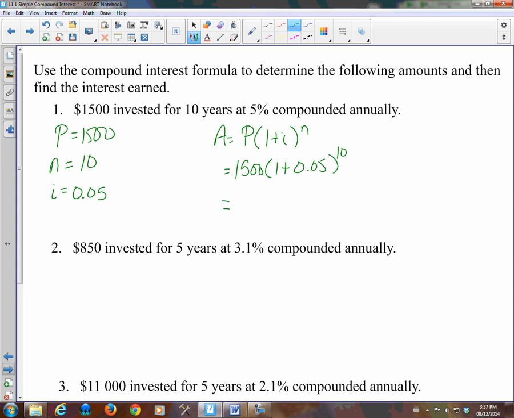Or if you understand that bracket is really just 1.05. 1 plus 0.05 would be 1.05. So 1,500 times 1.05 to the exponent 10. So we have $2,443.34 accumulated after 10 years.